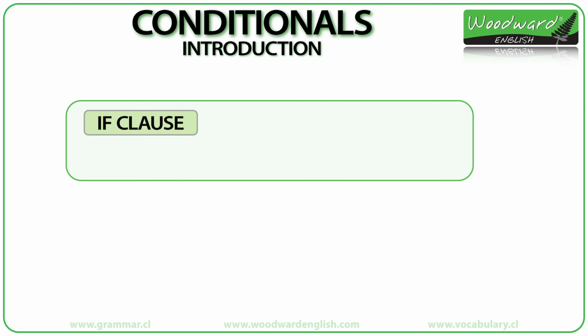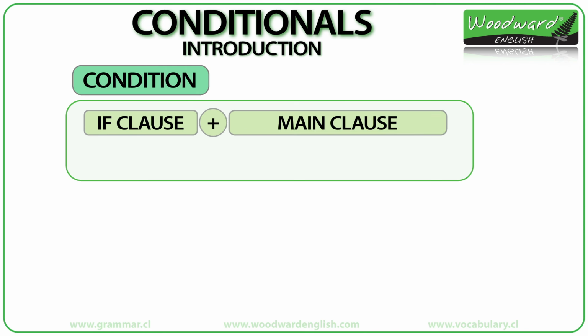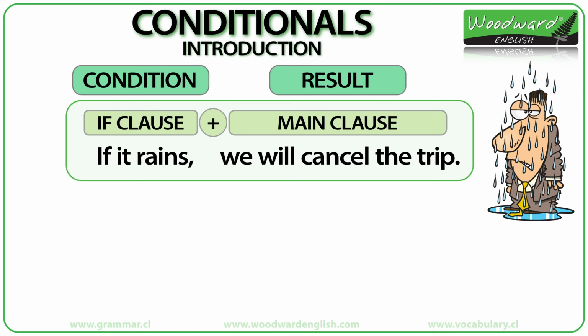Conditional sentences consist of two parts. The if clause, which is a condition, and the main clause, which is a result. For example, if it rains, we will cancel the trip. If it rains is the if clause, the condition. An if clause begins with if and has a subject and a verb. We will cancel the trip is the main clause, the result.